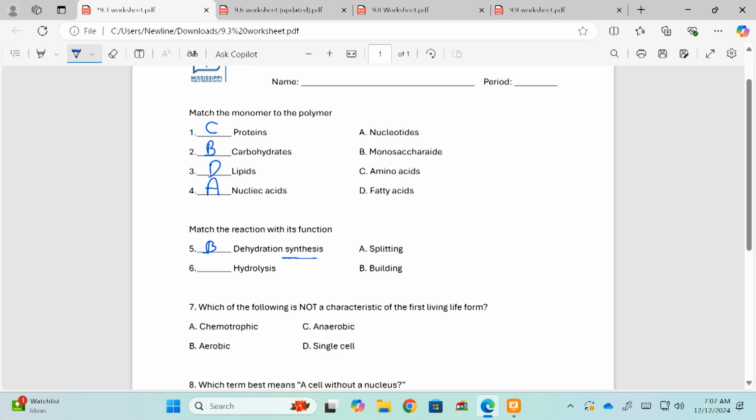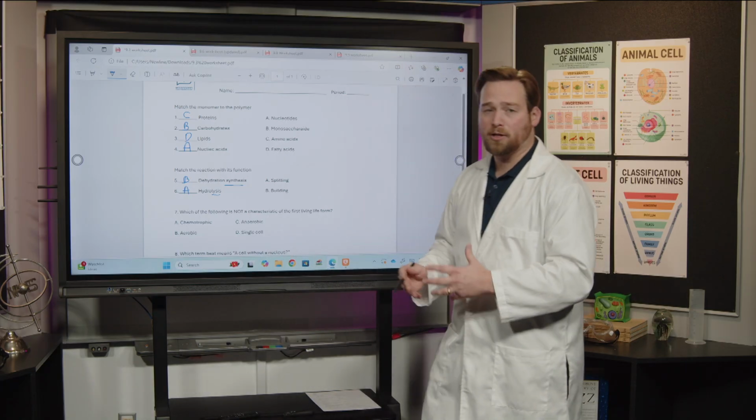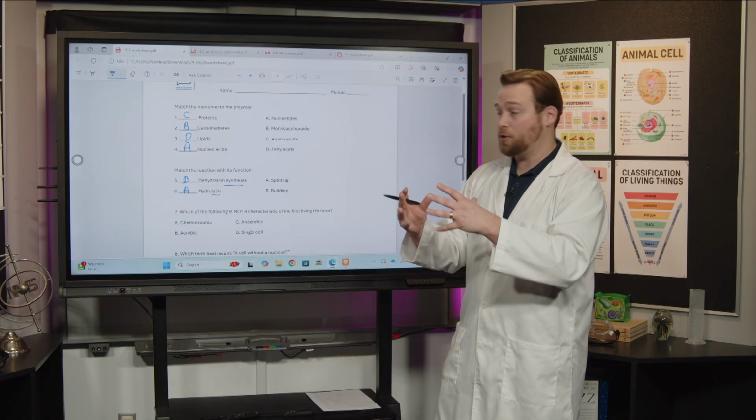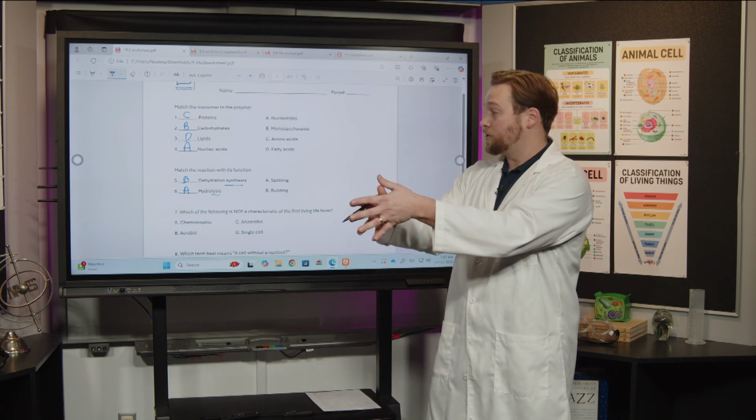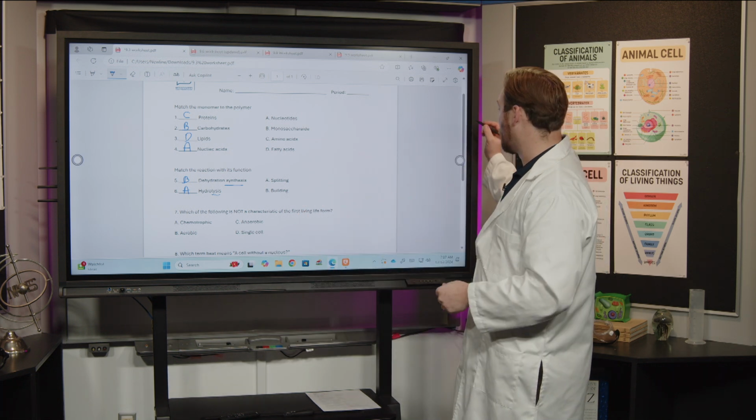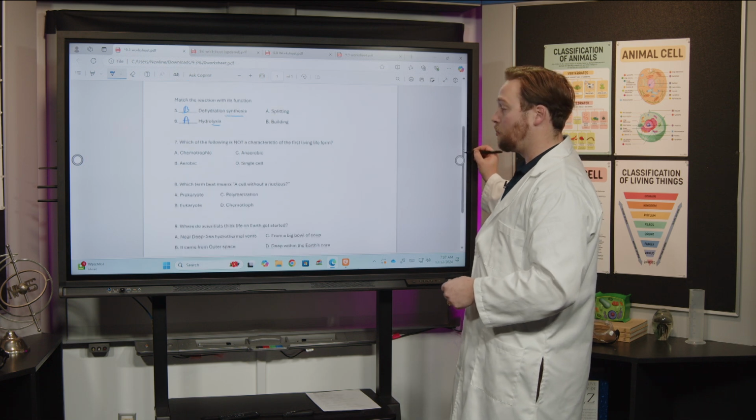And then number 6 here is hydrolysis. Remember that this suffix here, lysis, means to split. And so this is going to be letter A, splitting. This is how we can take a polymer, break it apart into smaller units using this hydrolysis as kind of the reverse. We insert water into it, and that's going to break the monomers apart. Great job on that. Just a couple more to go.